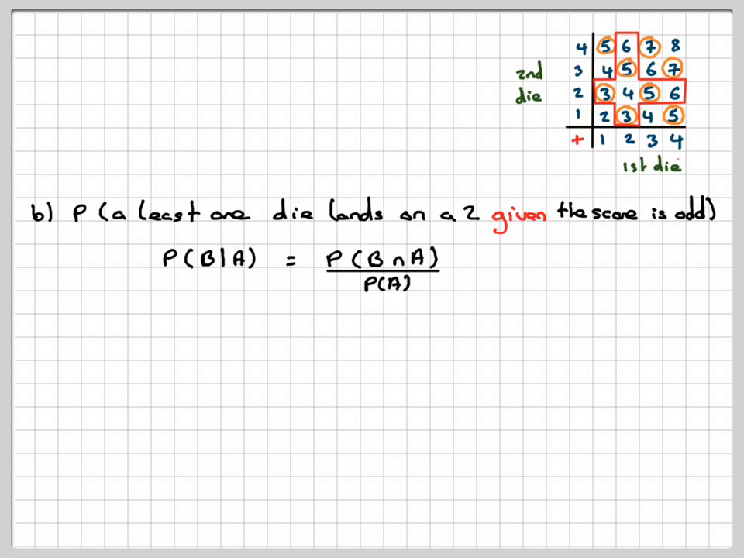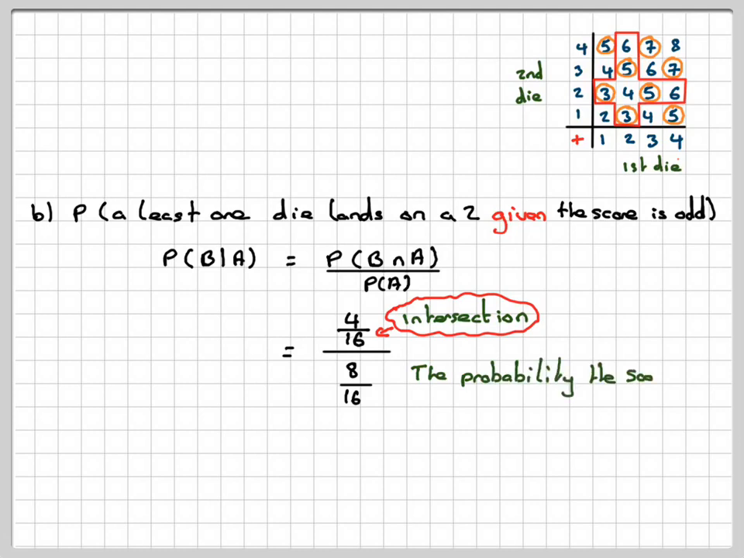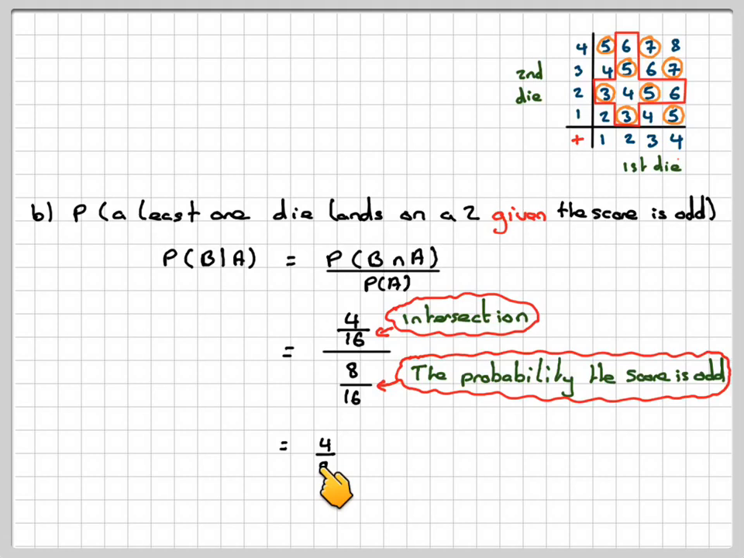B and A is going to be the bits that are double shaded. So it's going to be 1, 2, 3, 4, so it's going to be 4 out of 16, and the probability of the number being odd is 1, 2, 3, 4, 5, 6, 7, 8, so it's going to be 8 out of 16, and that cancels down. That cancels down to 4 out of 8, which is 1/2.